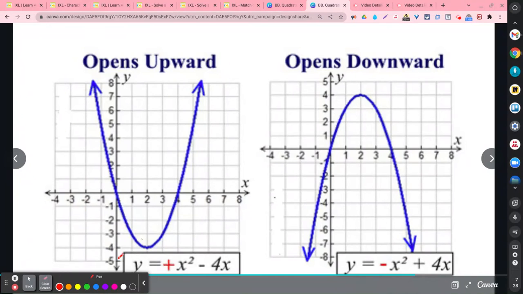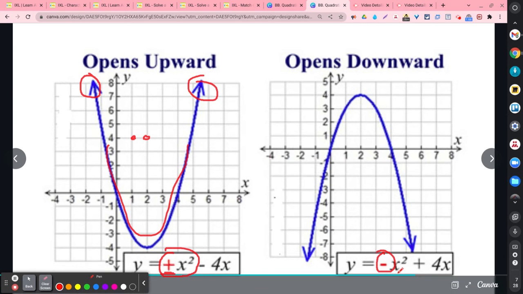Okay. So visually, we can see that this parabola is opening upward because the arrows are pointing up. Now, if it was in an equation, you would know it's opening upward because this first number, the leading coefficient, would be positive. When it's positive, you can think of it as a happy face.